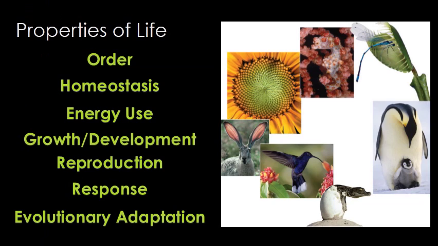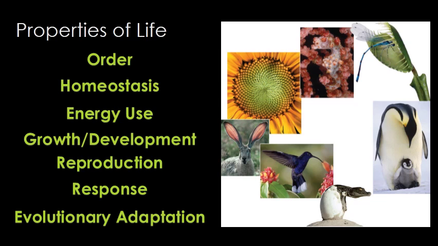There are certain properties that must be met for an organism to be considered alive. The first is order. We can see in the sunflower on the right it's highly ordered, and molecules in living things are arranged in very specific structures. The second is homeostasis or regulation. The example is a jackrabbit with its large ears for temperature regulation.